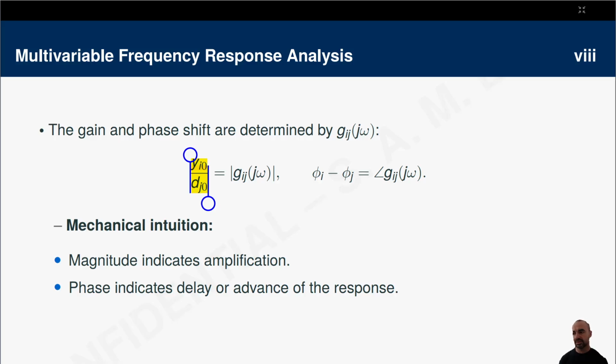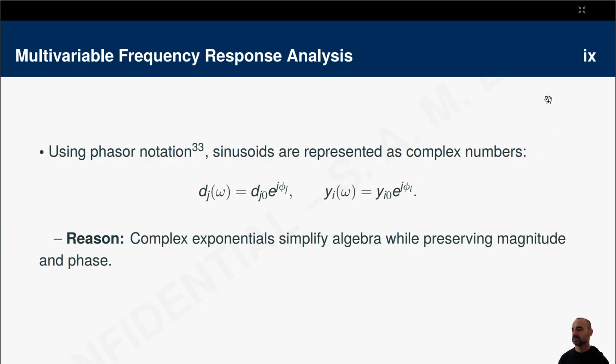The magnitude essentially represents amplification, and the phase talks about timing relationship. The timing relationship between certain channel input, channel j here, and certain output channel, channel i here. So magnitude indicates amplification, phase indicates delay or advance of the response. Let's go to the next slide.